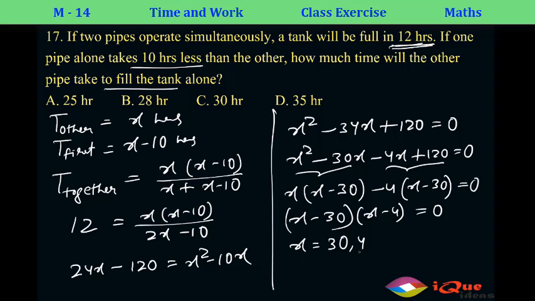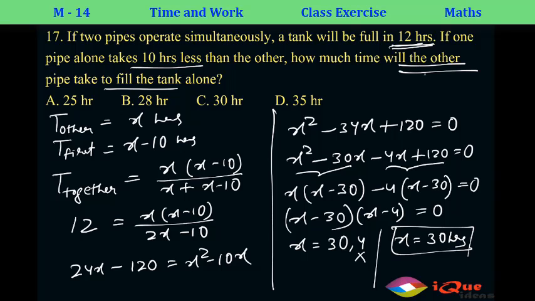Now 4 cannot be the answer because the other pipe has to take 10 hours less. So x minus 10 will become negative if you take 4. So that cannot be the answer. That means x is equal to 30 hours. So the question is asking the time taken, how much time will the other pipe take? So the other pipe takes x hours, that means 30 hours. That is option C, the correct answer. Alright, now let's go to the next question.